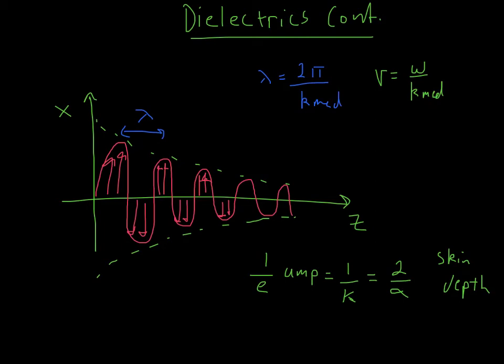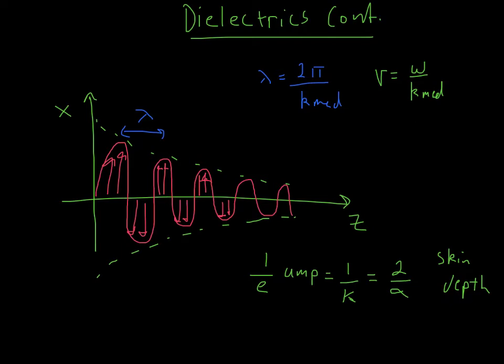Typically we don't do this for dielectrics, but I think it's okay. The 1 over e amplitude: let's say this wave started up here, and when it gets to its 1 over e value, the amount of z that you've gone is the depth into the material called the skin depth. So the 1 over e depth is 1 over k. The way we've written it, it's 2 over alpha, and that would be the skin depth. That's how far the wave made it before it decayed to 1 over e of its value. Why 1 over e? It's just what we chose as the figure of merit.